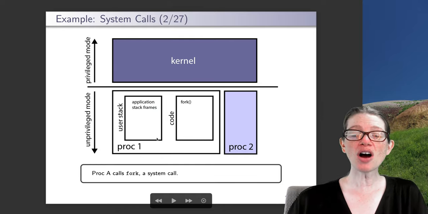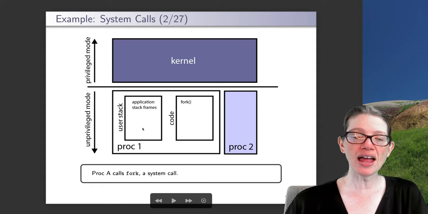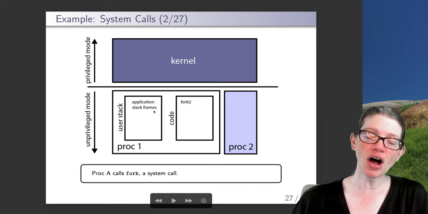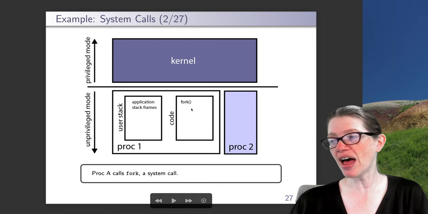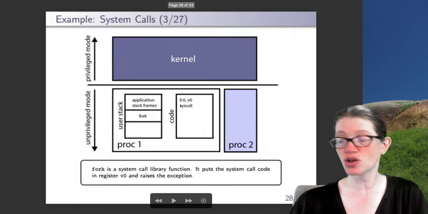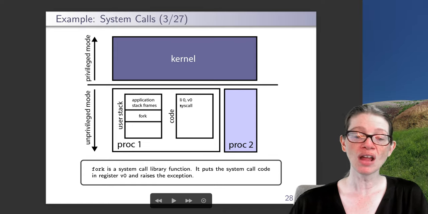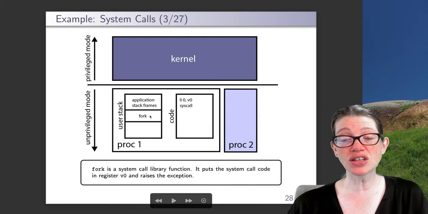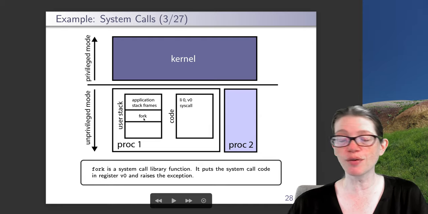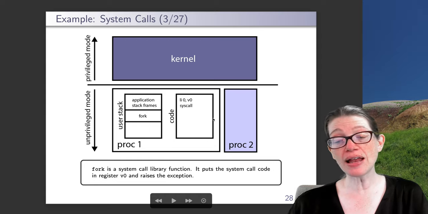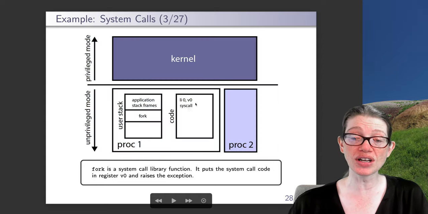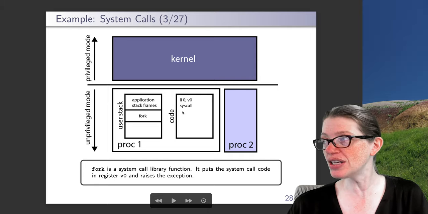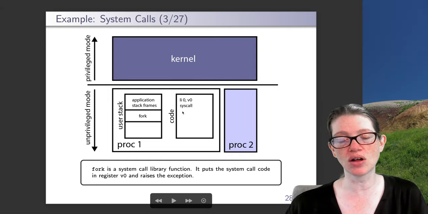So let's say process A is running, and its user code calls fork, which is a system call. On its user stack, you'll see a bunch of application stack frames, and it calls fork. That's going to call a system call library function, so it's going to put the fork stack frame onto the user stack. Then the system call library function is going to set up and make the exception. So it is going to load 0 into register v0, and then it's going to raise the syscall exception.